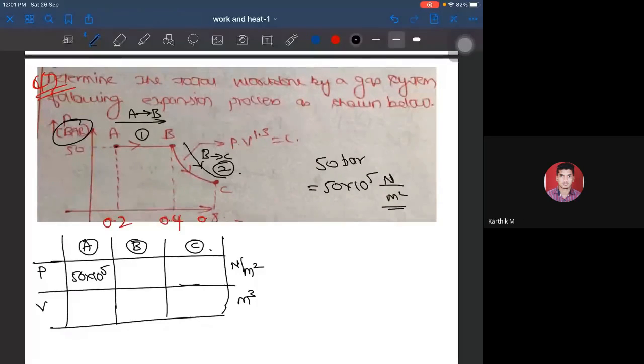Pressure at B. Any other? Pressure at B, how much? 50 into 10 to the power of 5, because it is an isobaric process. Yes, very good. Next, what else?